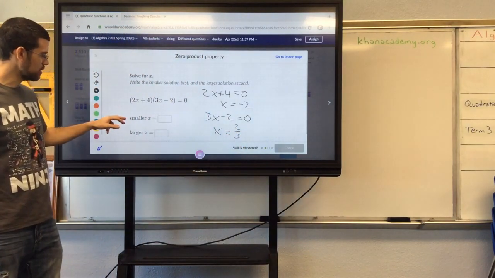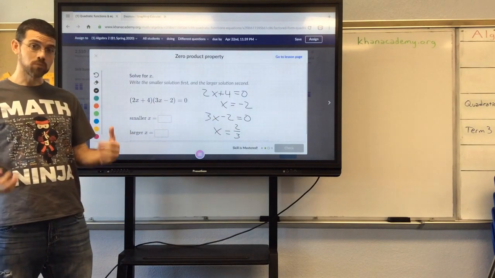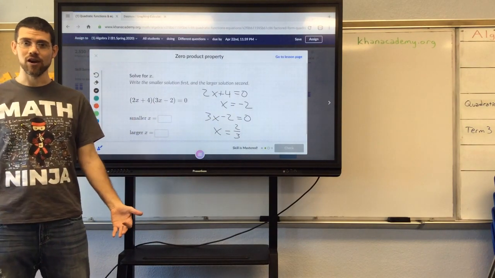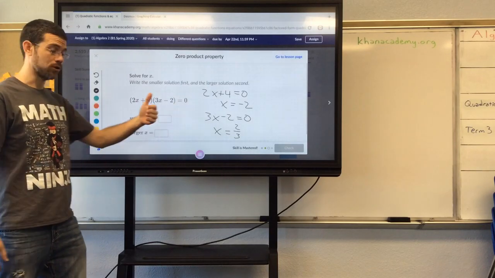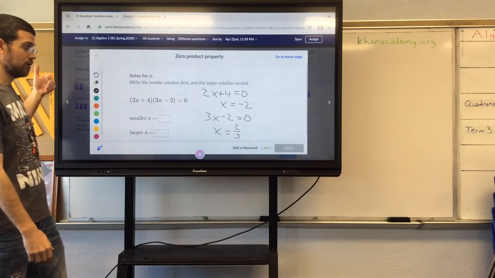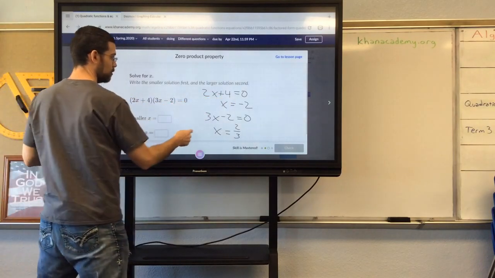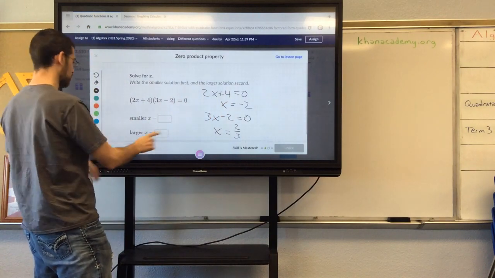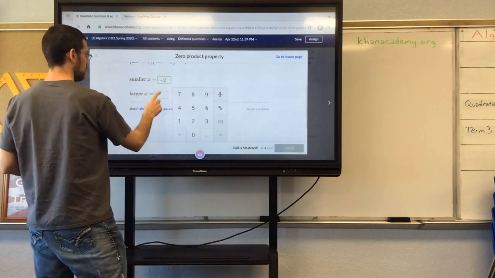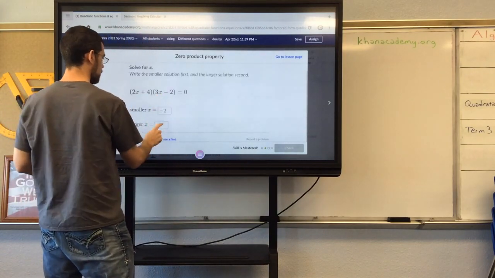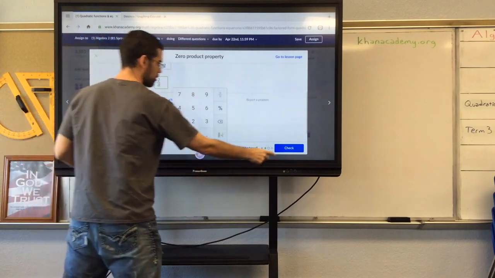They want to know which x is smaller. 2/3 or negative 2. Smaller means further to the left on the number line, right? So smaller numbers happen first, so the larger the negative, the smaller the number. So negative 2 is left of 2/3, so negative 2 is our smaller x value, and 2/3 was our larger.